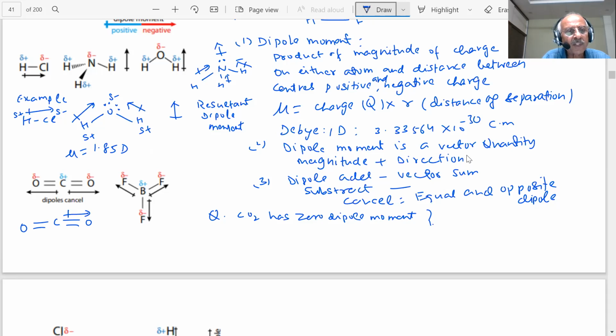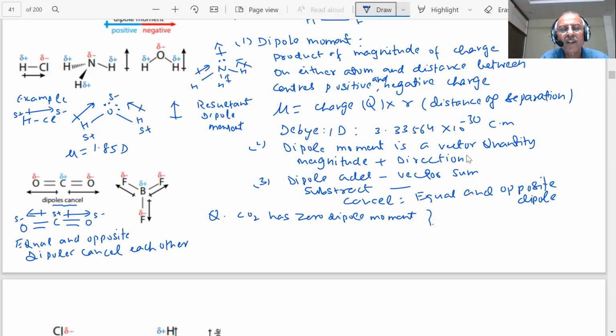So there are equal and opposite dipoles that cancel each other. You can see equal and opposite. These dipoles we are saying cancel, students, equal and opposite dipoles cancel each other. The net result is that the dipole moment of CO2 is 0. Clear? Yes, sir. Is it clear, students?